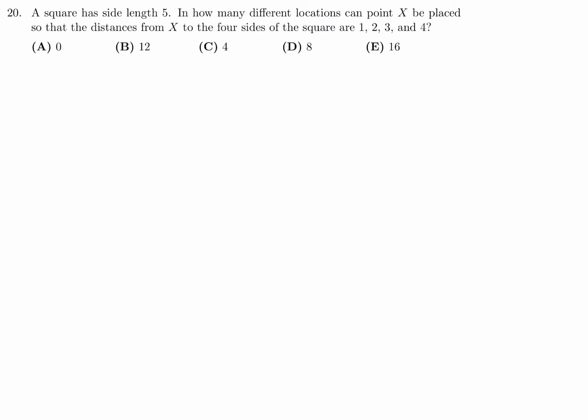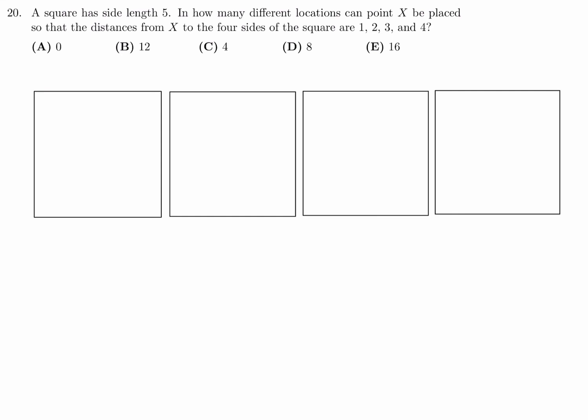A square has side length 5. How many different locations can point X be placed so that the distances from X to the 4 sides of the square are 1, 2, 3, 4, 5? Let's talk about one such square, and then we will see how many different ways we can do this. From the answer choices, one thing is for sure, that the answer has got to be a multiple of 4, because all of them are multiples of 4. So let's give a first scenario.